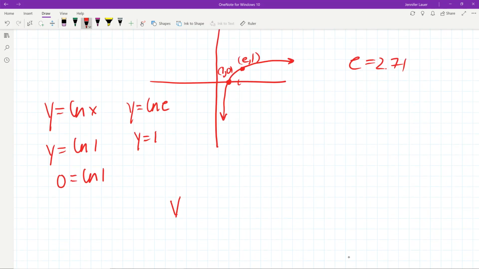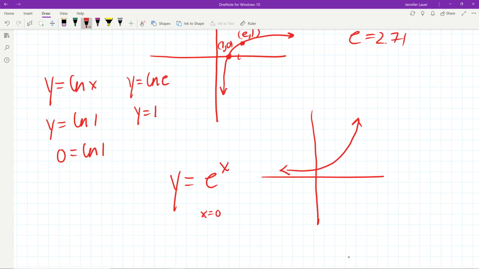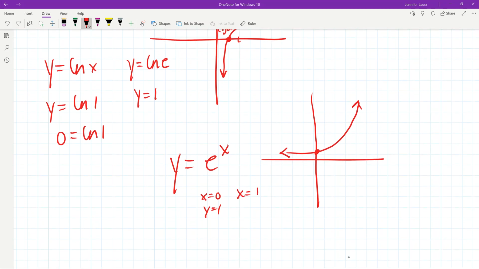Another one that you can do is e to the x, and this will always be an exponential curve up. And again, you can always put in x is equal to 0, y would then be equal to 1, because anything to the 0 power is 1. So when x is 0, y is 1, which would make sense there. And, just putting in a couple points here and there, we could say, well, when x is 1, y is going to be about 2.71, because we know that e is equal to 2.71.